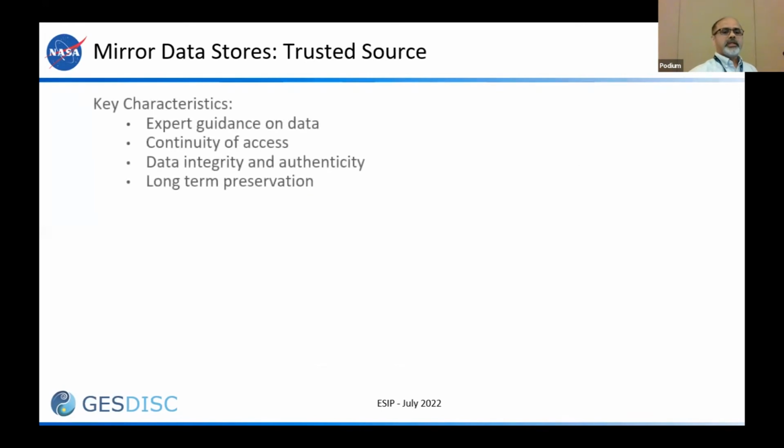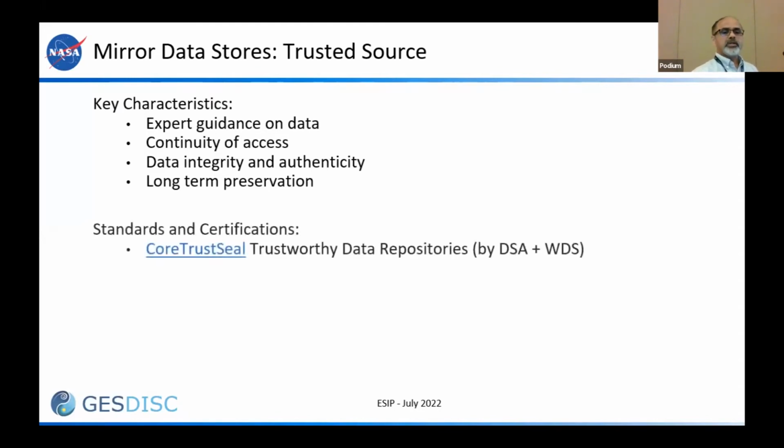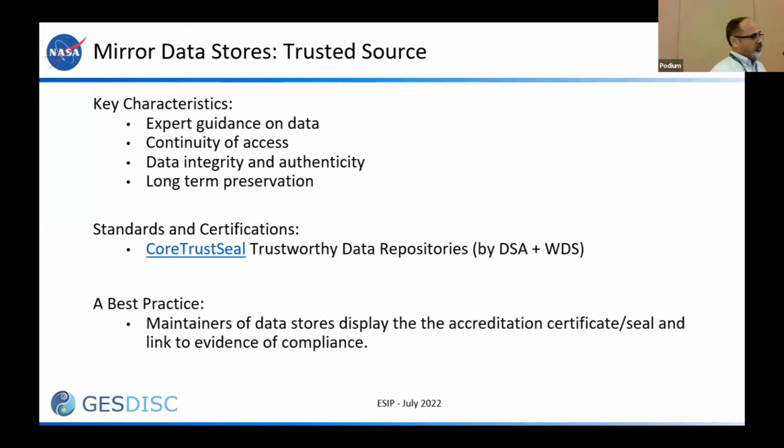So going back into the details, there are some key characteristics of a trusted source. One of the key things is to ensure integrity and authenticity. There are some standards and certifications. I think most of the Earth science or Earth data archives comply with the CoreTrustSeal. So one way to advertise it is to display these accreditations and how we comply with them in a very visual way.